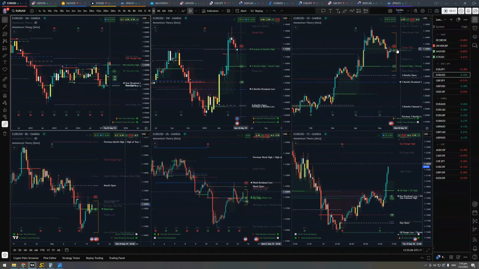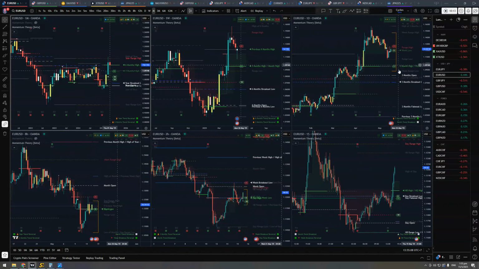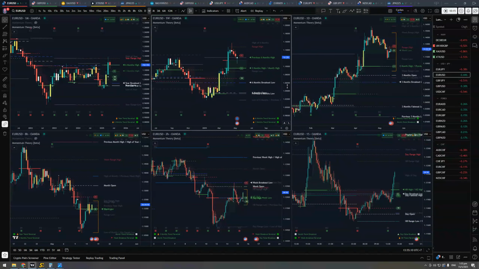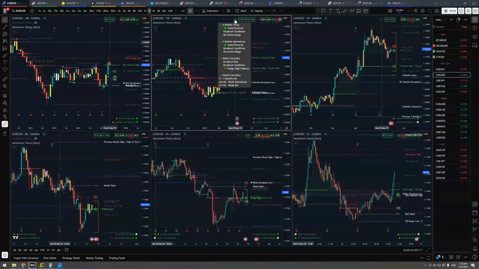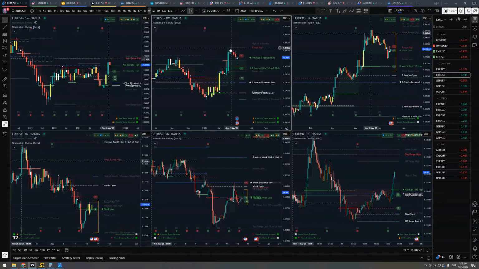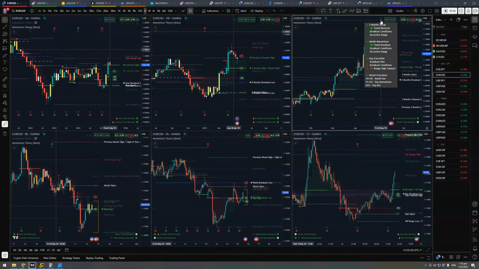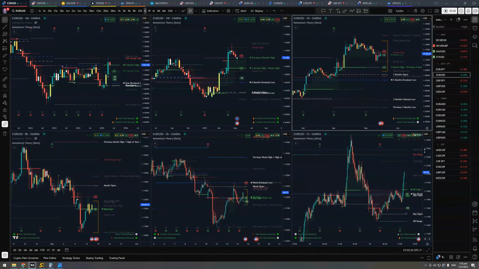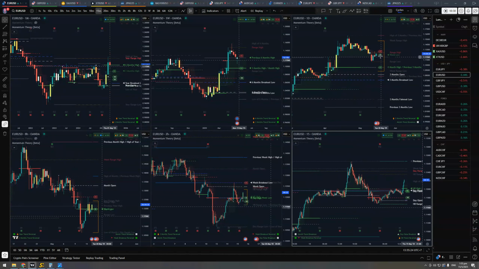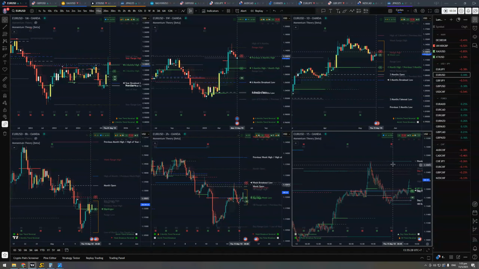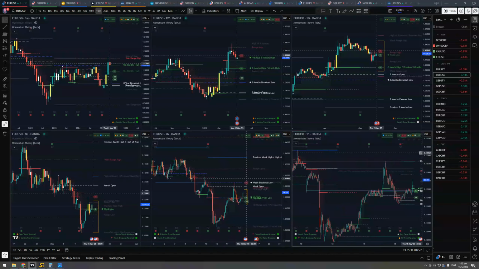Euro USD, nothing going on over here. Looks like it is bullish. We're in a range high fake out. So we did fake out the range high. Daily is going the wrong way. Breakout. We're above the breakout level, but the breakout conditions are not correct.